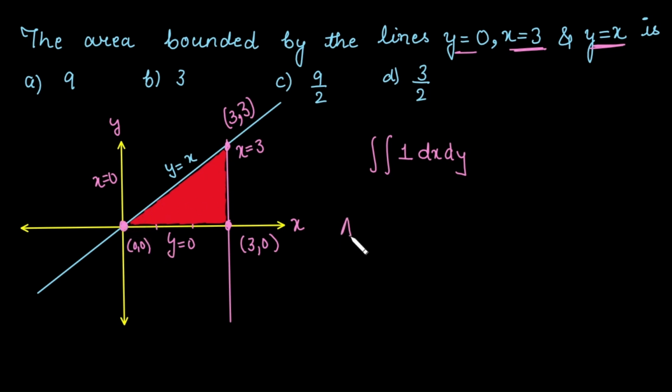According to the area of triangle, half into base into height, and that is only for the right angle triangle. What is the base? That is the unit 3, height again 3, into 1 by 2, that is equal to 9 by 2.